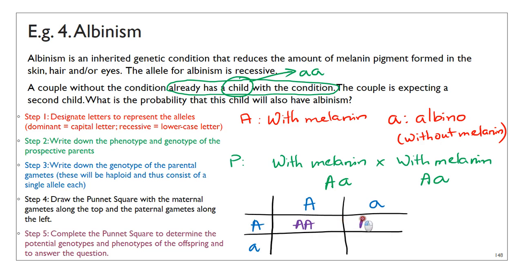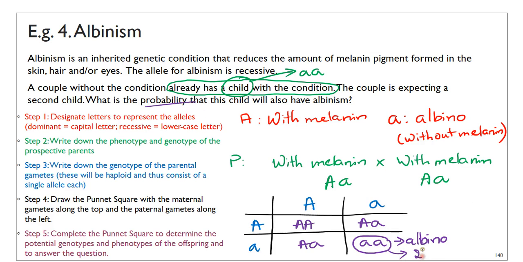So these are the offspring genotypes. So only one of these 4 genotypes is going to give you the albino trait, which is this one. This is the only one that will lead to albinism. The other 3 are going to produce a child that has regular skin, hair, pigments. So basically the first child already has this, but it doesn't mean that the second child cannot have it. So for the second child, there's still a 25% chance, or 1 in 4, that the second child will also have albinism.